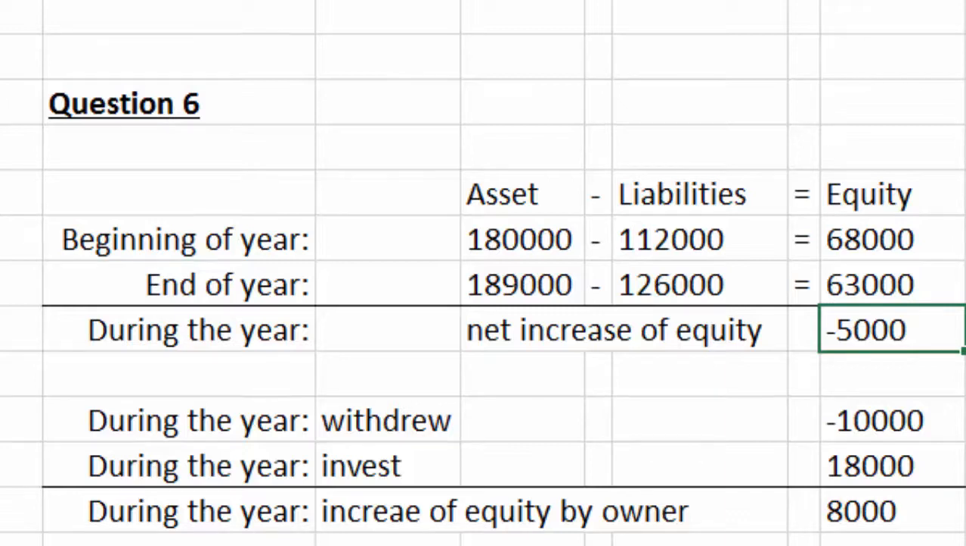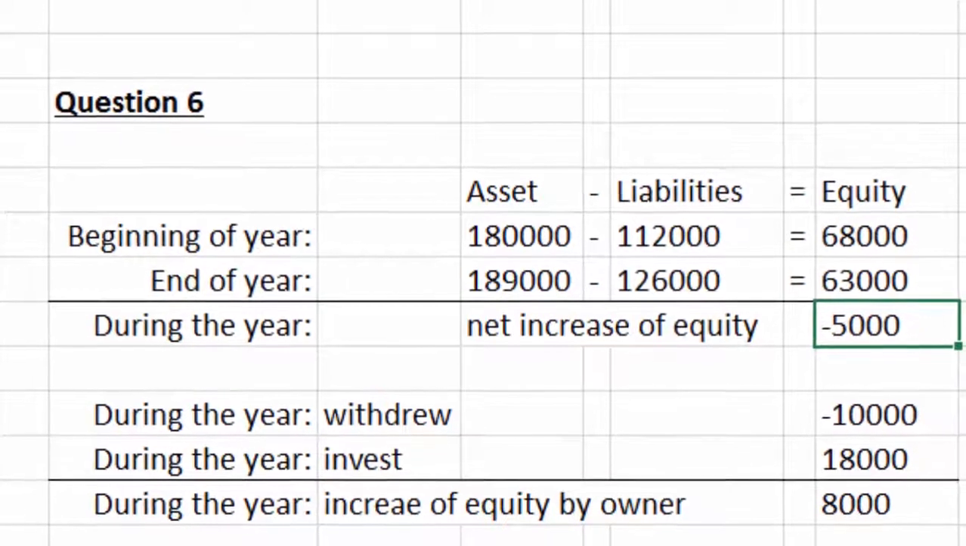From the information we can see that the owner withdrew 10,000 and also invested 18,000. So ultimately the net amount is that the owner has invested 8,000. Therefore, if there is no profit or loss, then the equity was supposed to increase by 8,000, and it would be 68,000 plus 8,000, that means 76,000. But we can see that the equity actually has decreased by 5,000. So for sure we can say that the decrease is a result of the loss of the company.